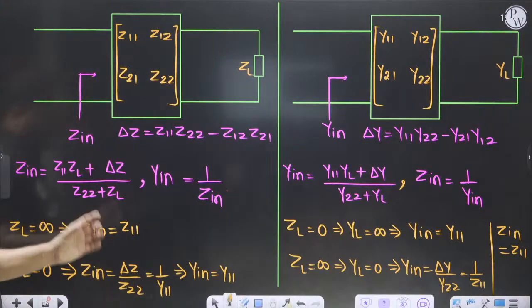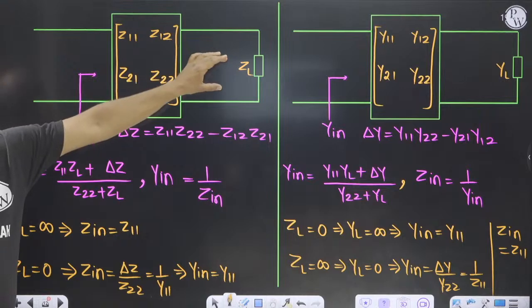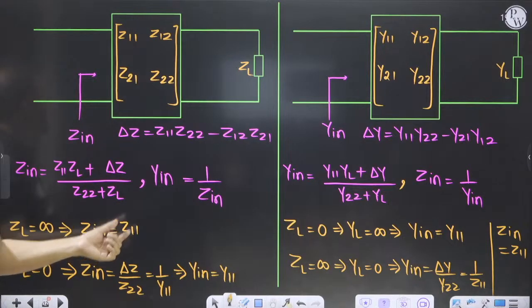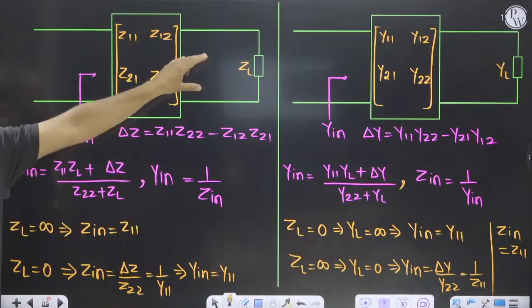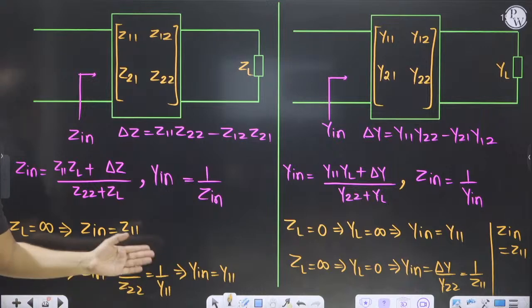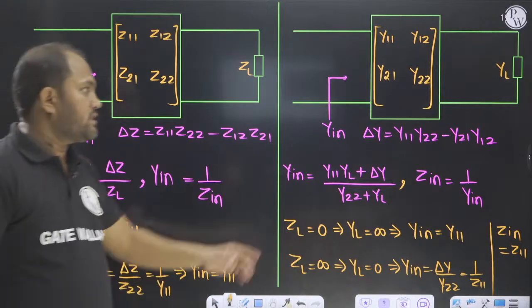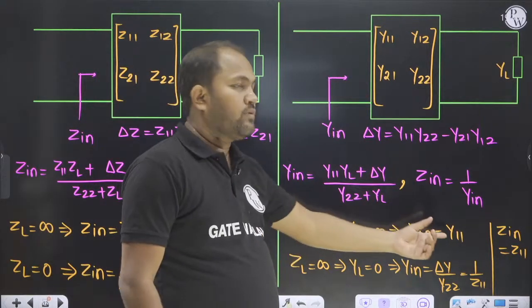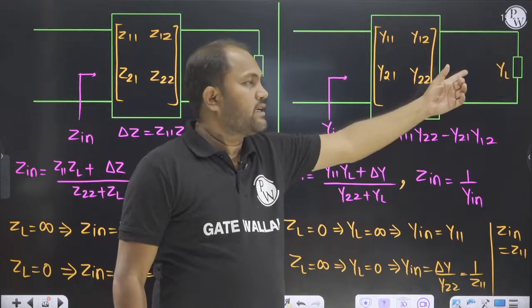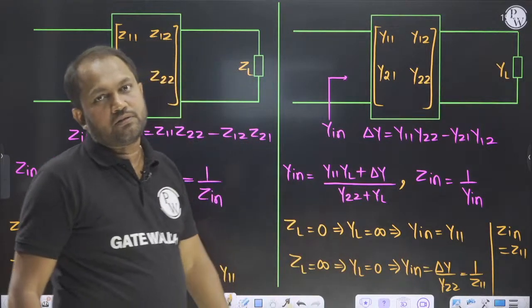So you have to understand, in case of short circuit it is Y11 or 1 by Y11. In case of open circuit Z11, in case of short circuit Y11. Always try to understand.